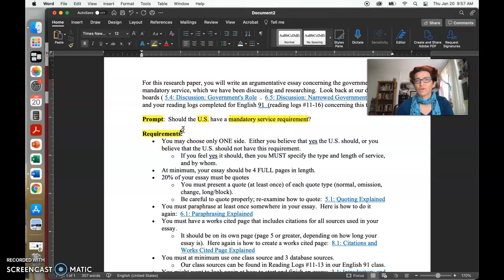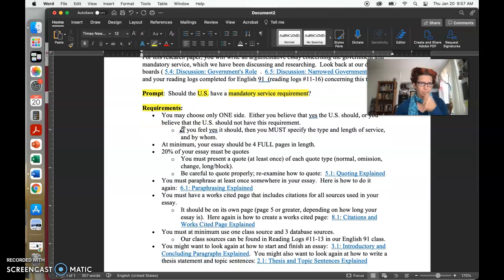Moving over to the specific requirements. Well, okay, it says that I may only choose one side. I can't have multiple sides. I'm either yes for it or no against it. So choose only one side. That's important to highlight. Then in particular, it says if I've chosen yes, then I must specify the type, the length, and by whom.